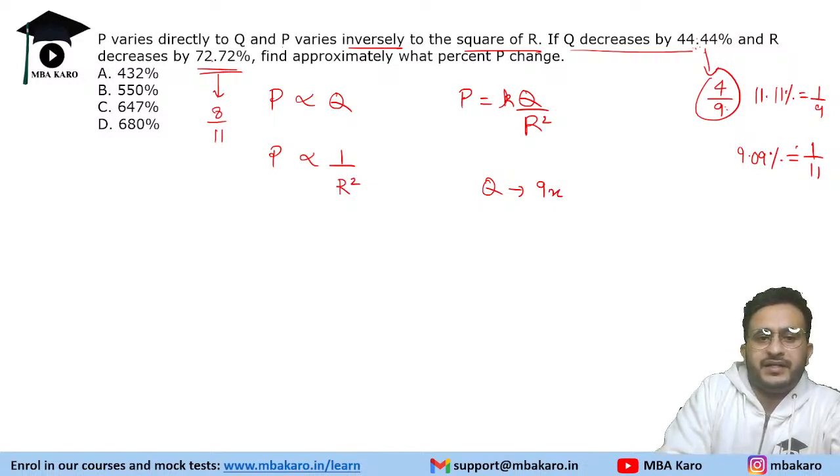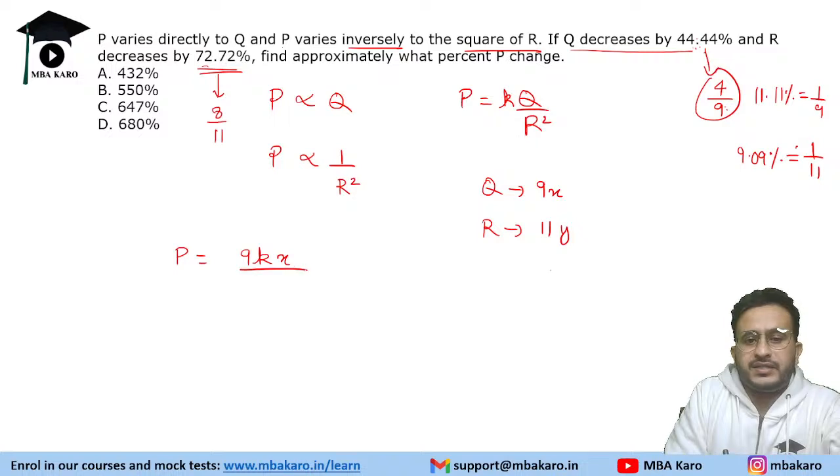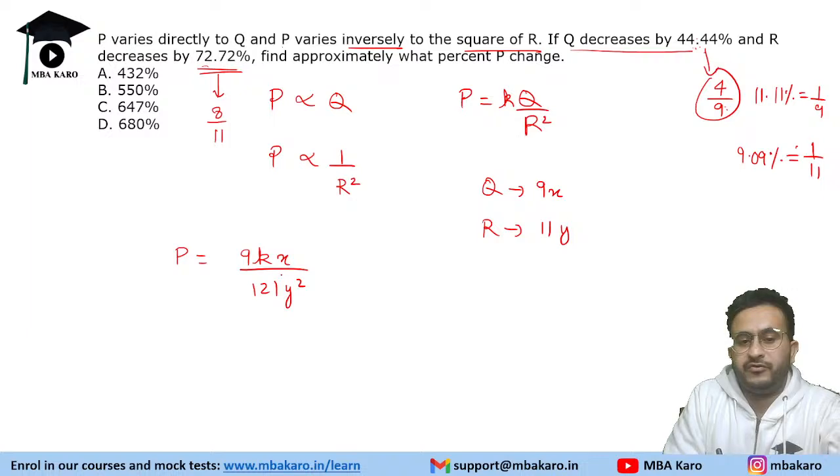And R decreases by this. So R was initially a multiple of 11. So R was 11y, right? So what was the original value? P was equal to 9kx upon 11y whole square, so 121y square. Okay, so that was the value of P.